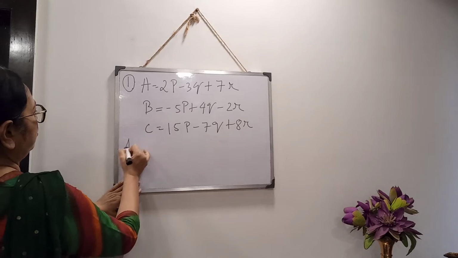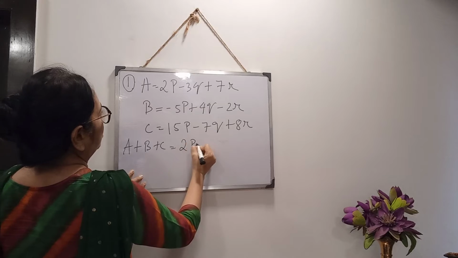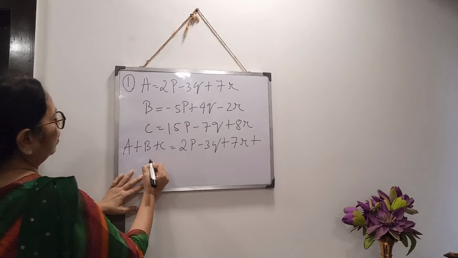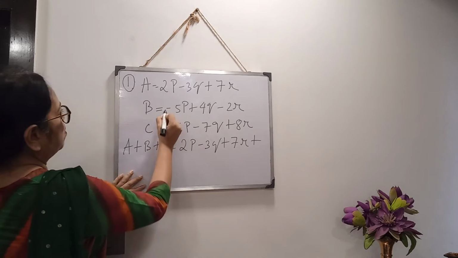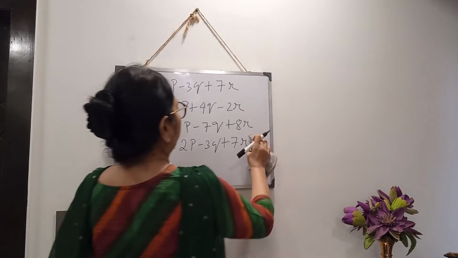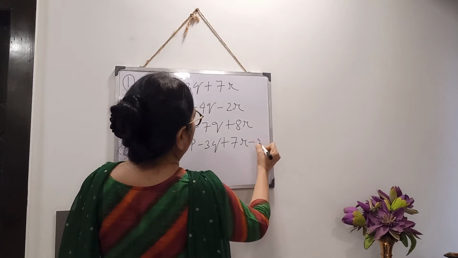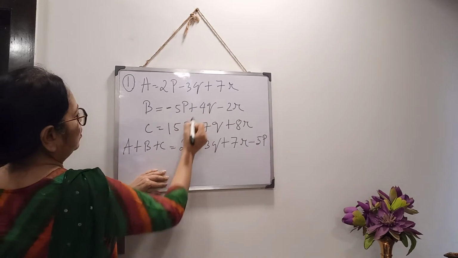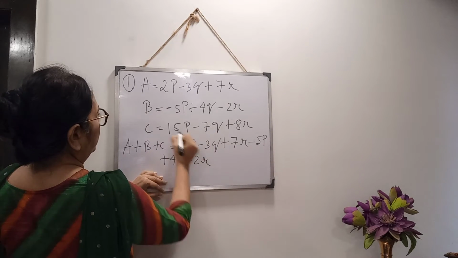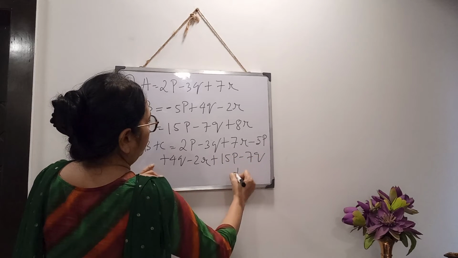Okay. Then A plus B plus C. Put the values: 2p minus 3q plus 7r plus, okay, there is minus. So plus minus means the sign will be negative. So here you will write down minus 5p, and this term is plus 4q, then again minus. Then plus C means 15p minus 7q plus 8r.